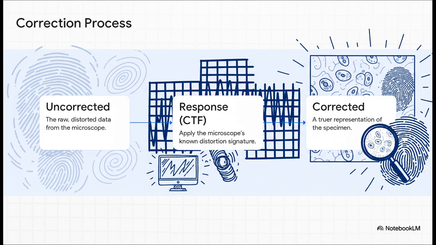It's pretty cool. You start with the raw, blurry, distorted image from the microscope. Then, you apply the microscope's CTF, its known distortion signature. You're basically telling the computer, hey, this is how the image was warped, and the computer can work backward to give you a corrected, much clearer image. It's like taking the accent out to hear the words perfectly.